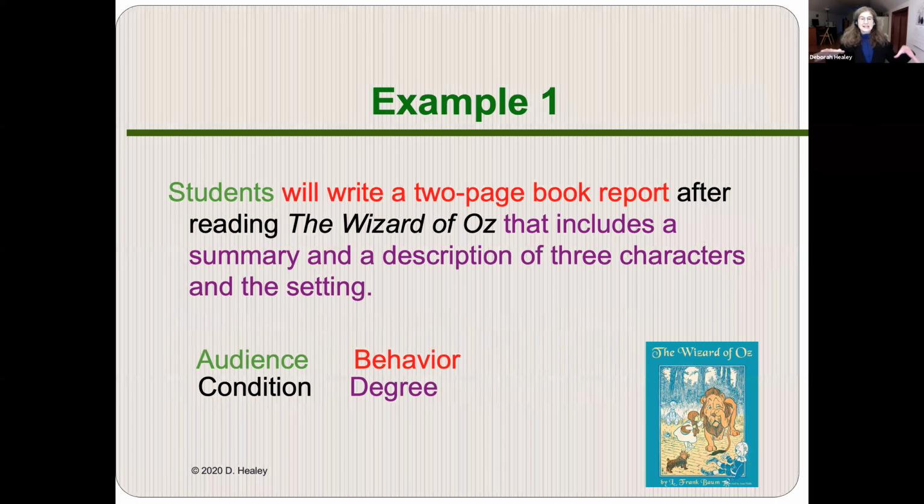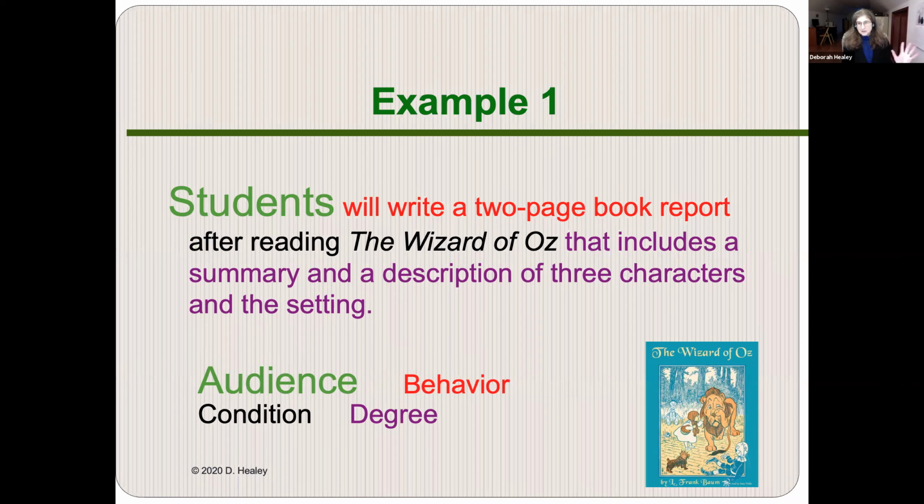So let's look at an example. We have this example here. Students will write a 2-page book report after reading The Wizard of Oz that includes a summary and a description of 3 characters and the setting. You can see if these colors are coming out on your screen. I hope they are. Students are the audience. The behavior is write a 2-page book report. The condition, after reading The Wizard of Oz, and then the degree. We want a summary, you want a description of 3 characters, and you want the setting.